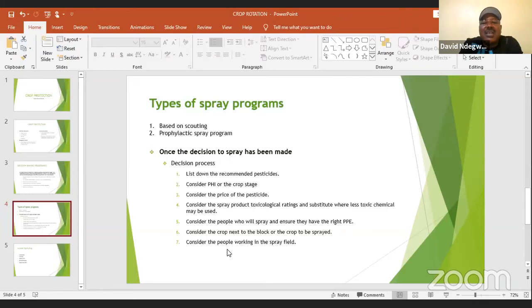Consider the price of the pesticide, consider the spray product's toxicological rating, and substitute where a less toxic chemical may be used. By toxicological rating, I mean, instead of using a class one, you can use class three or class two. The worst is class one, class two is a bit better, but the best, and what I would recommend, is the use of class threes.